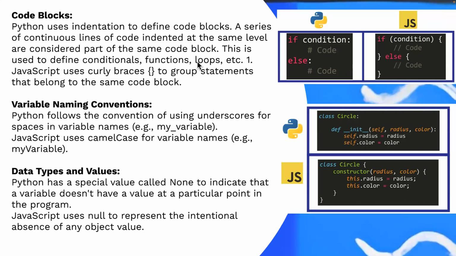Practically speaking, it's pretty much the same thing, except we have to keep in mind these special rules. So let me go ahead and read it here. Python uses indentation to define code blocks. A series of continuous lines of code indented at the same level are considered part of the same code block. This is used to define conditions, functions, loops, etc. JavaScript uses curly braces to group statements that belong in the same code block.